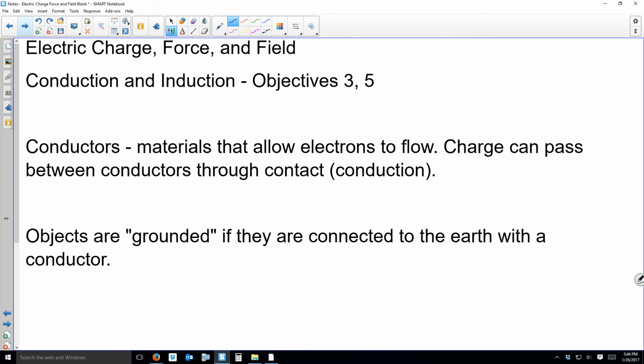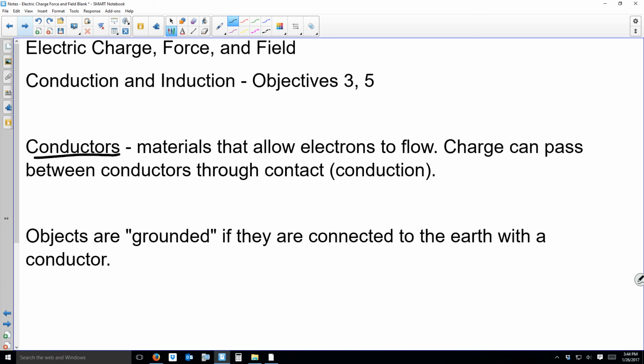So the first thing we want to hit today is the idea of conduction. This is charging by touching two objects, one that's neutral and one that is charged. And in order to do this, we need what's called a conductor. This is a material that allows electrons to flow easily through it onto other conductors. Metals are perfect examples of conductors, things that conduct electricity.